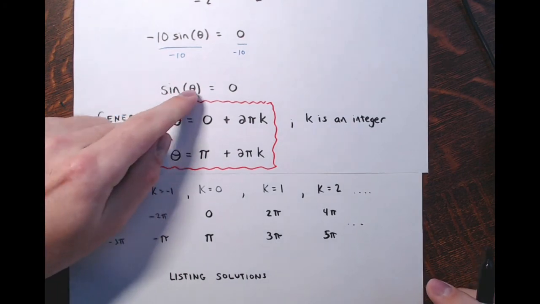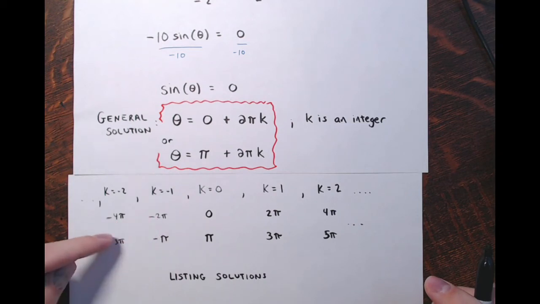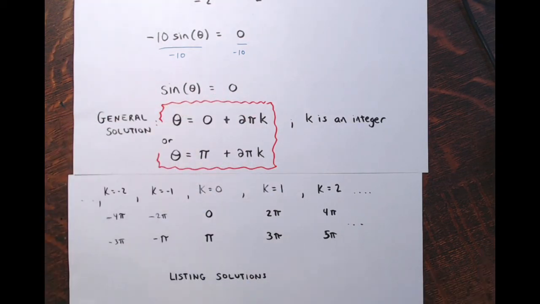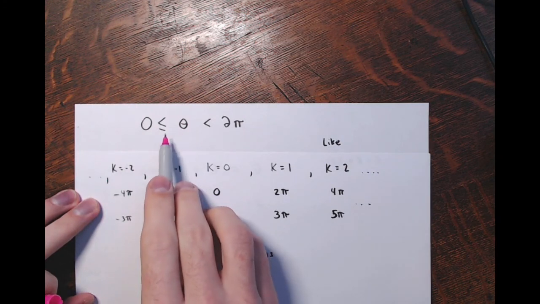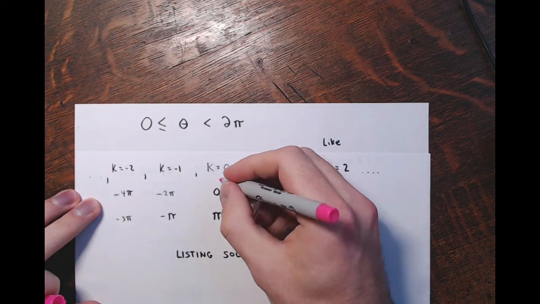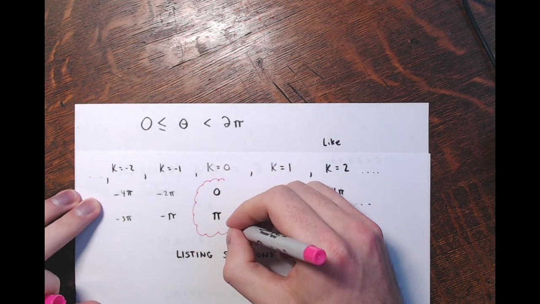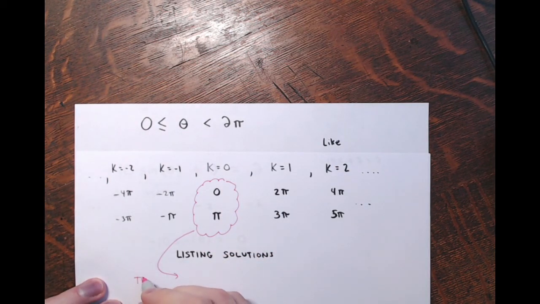The sine of any multiple of pi, 0 pi, 2 pi, 3 pi, 4 pi, 5 pi, negative 1 pi, negative 2 pi, negative 3 pi, negative 4 pi, those are all solutions to this equation. But they only wanted the solutions that satisfied this statement here. And the only solutions that satisfy that statement are these two. So the solutions that they want are theta equals 0 and theta equals pi.